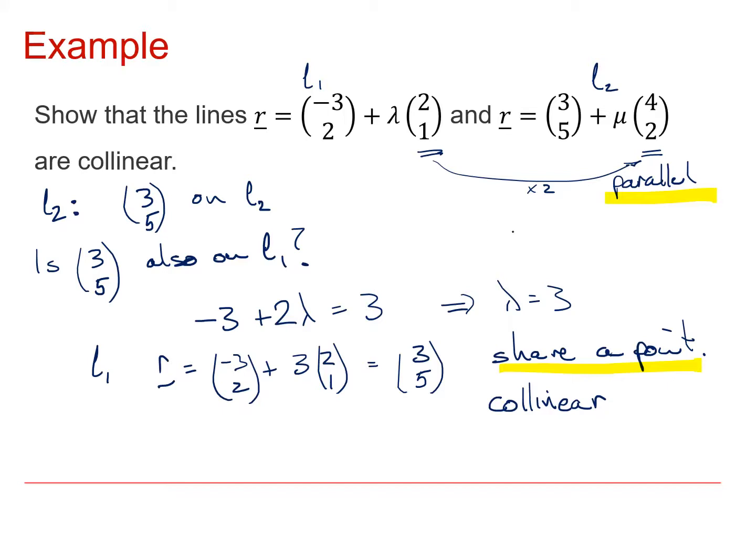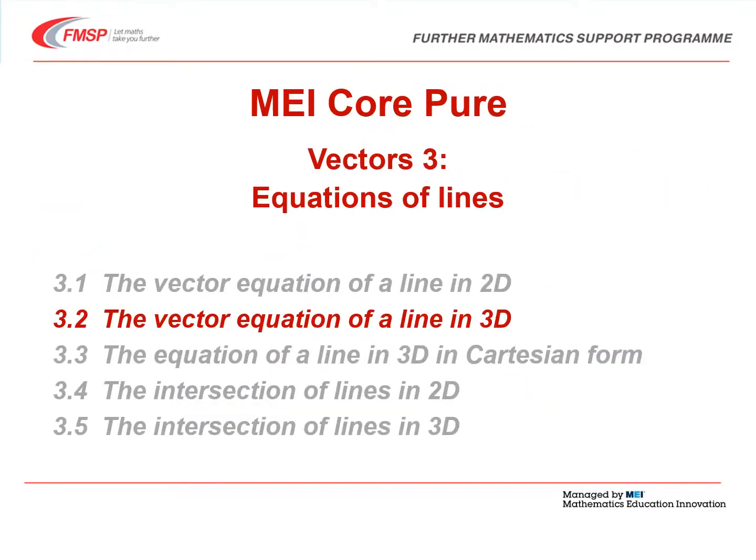So looking at this the other way, if either of these conditions, or indeed both, are not satisfied, then they would not be collinear. The next video in this sequence is 3.2, the vector equation of a line in 3 dimensions.